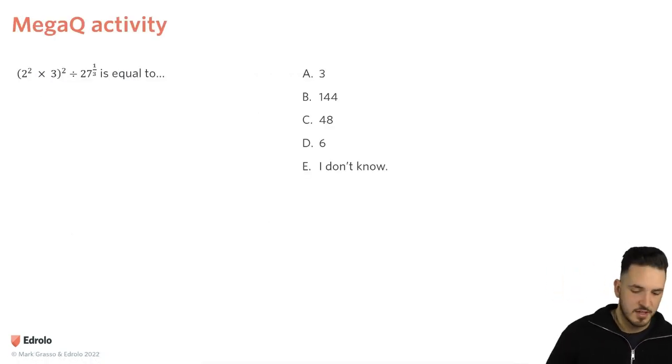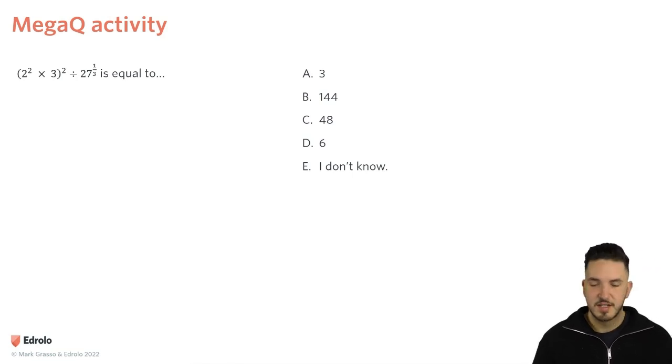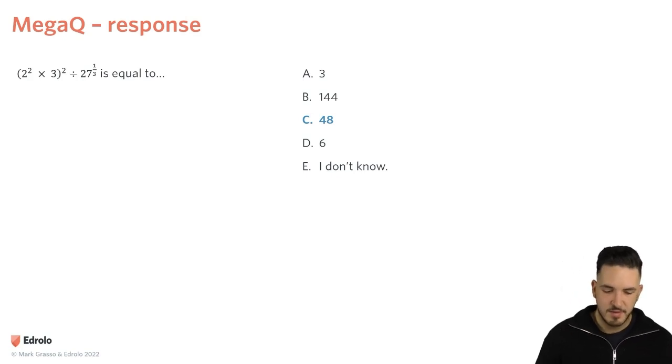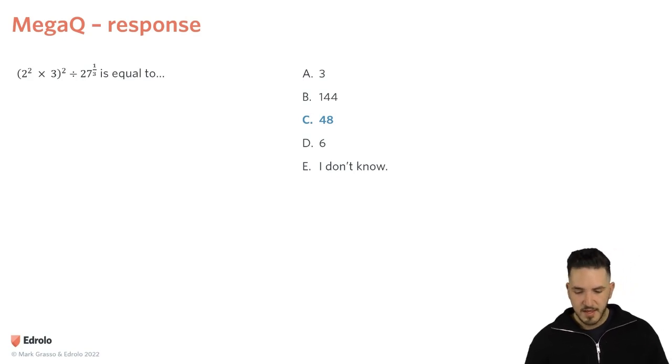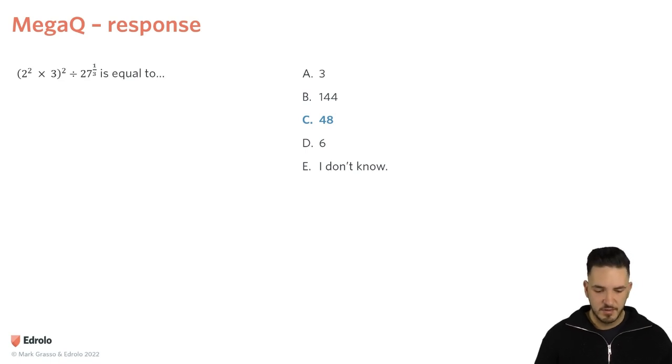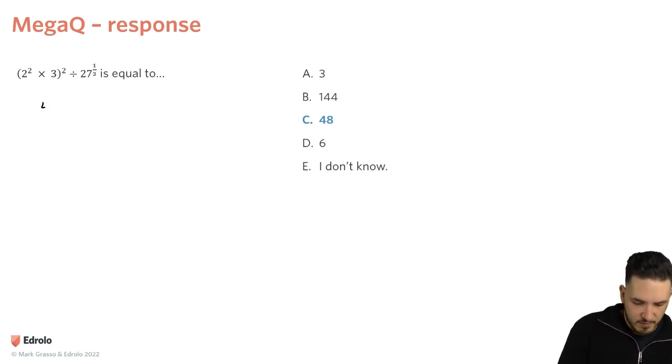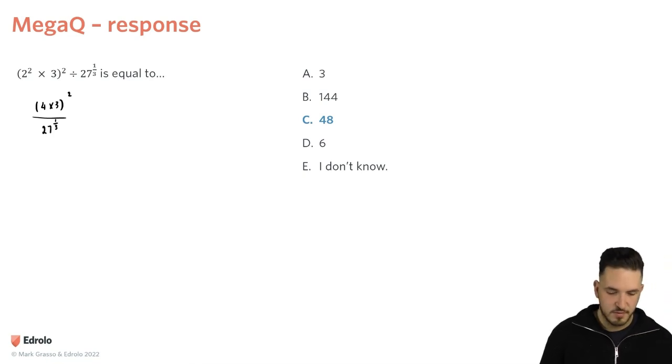Okay, so in this mega question activity, we have 2 squared times 3 all squared divided by 27 to the power of 1 over 3. So 2 squared times 3 all squared divided by 27 to the power of 1 over 3 happens to equal 48. So let's look at the left-hand side first. So 2 squared times 3 all squared. 2 squared is 4, so we're going to have 4 times 3 squared divided by 27 to the power of 1 over 3, so essentially the cubed root of 27.